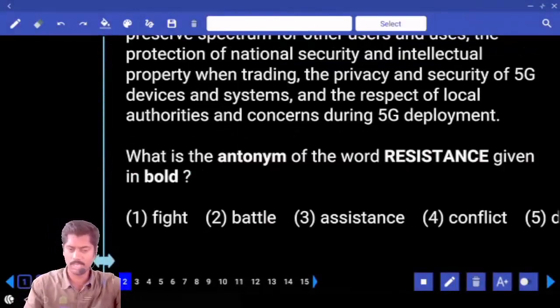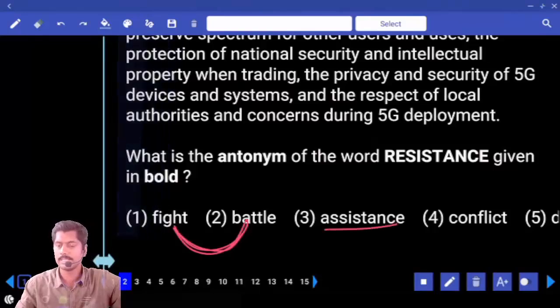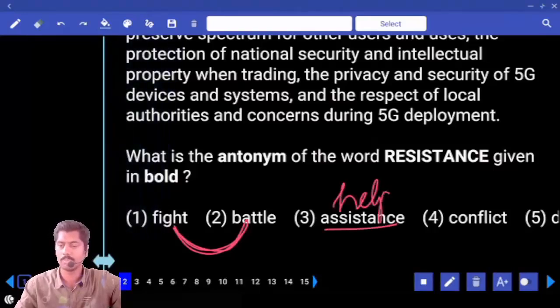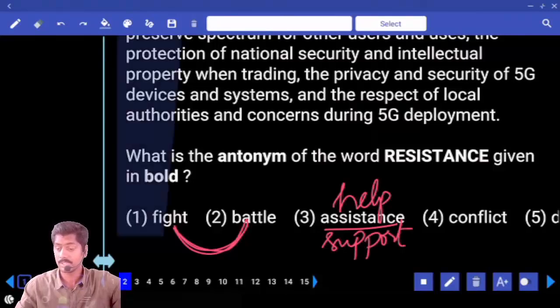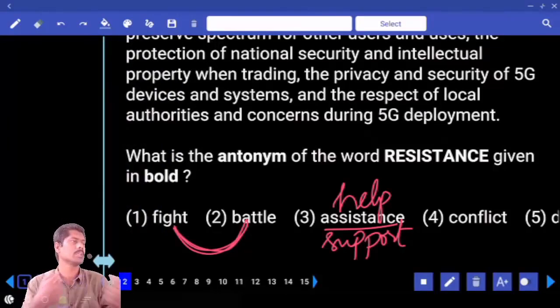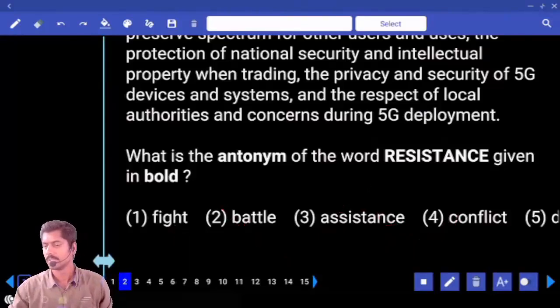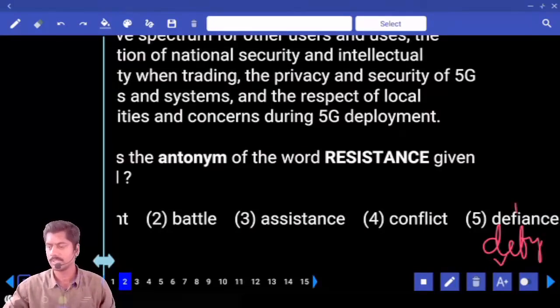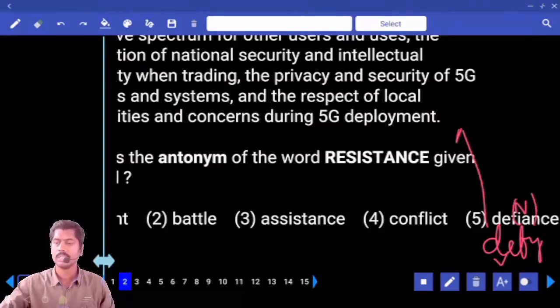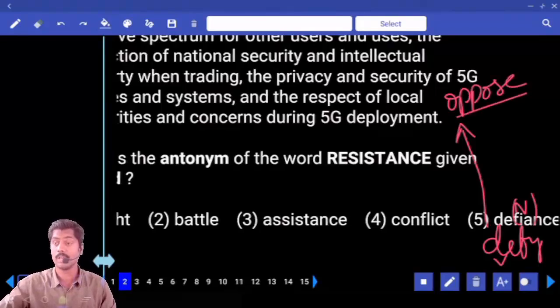Fight can be the same meaning, fight, battle, same. Synonyms. Assistance is nothing but help or support. May be the antonym of the given word resistance. Conflict is nothing but fight, disagreement. And last one, defiance. Defy is a verb, defiance is a noun. Defiance is nothing but oppose, challenge.